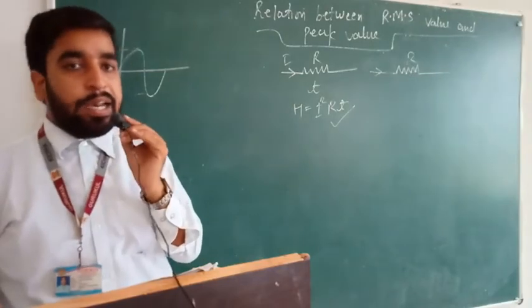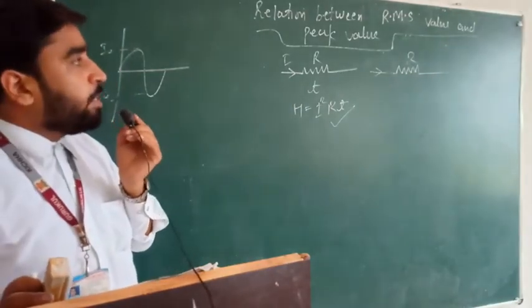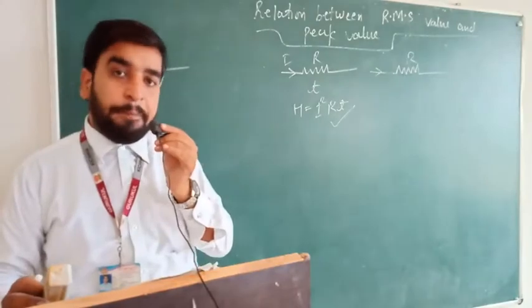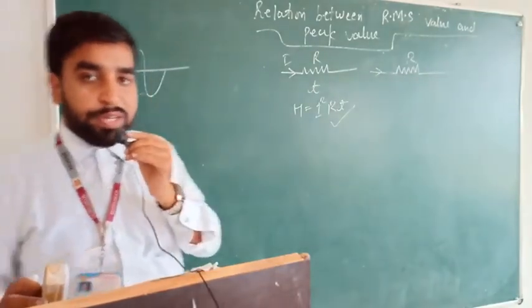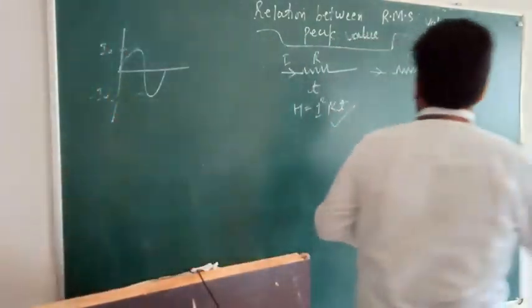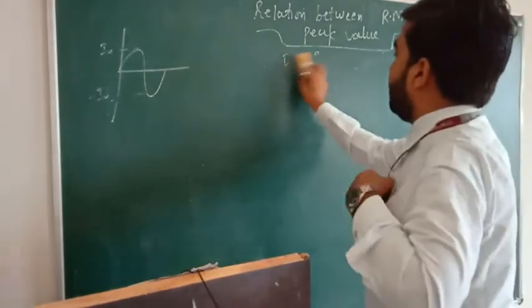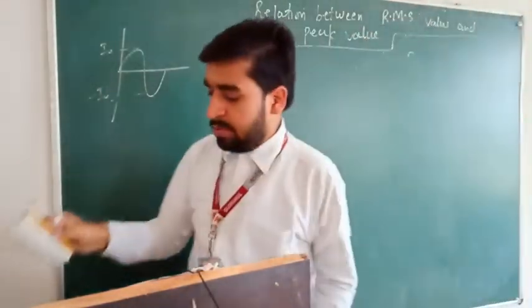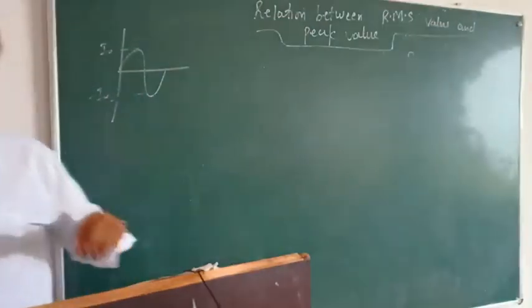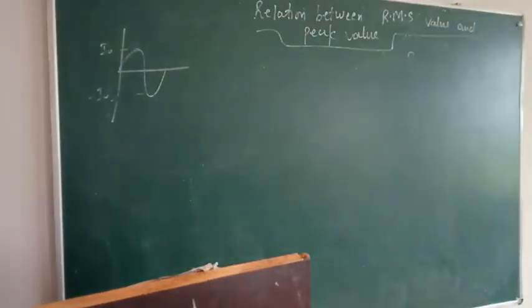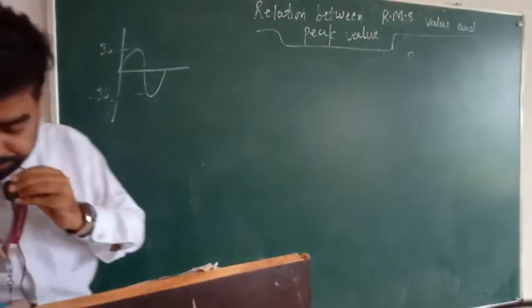Now students, our next job is to plot a relation between the RMS value and the peak value. This is what we are going to do. Now I need this space, so I am just erasing this. So how will we go ahead?